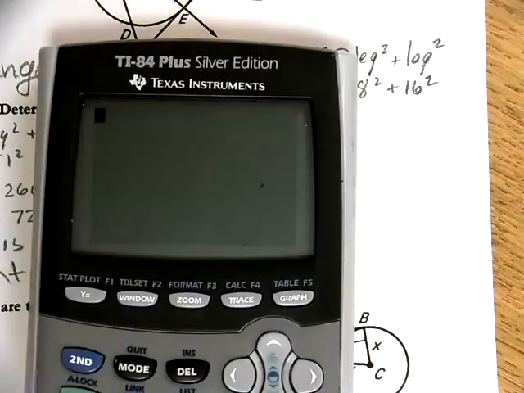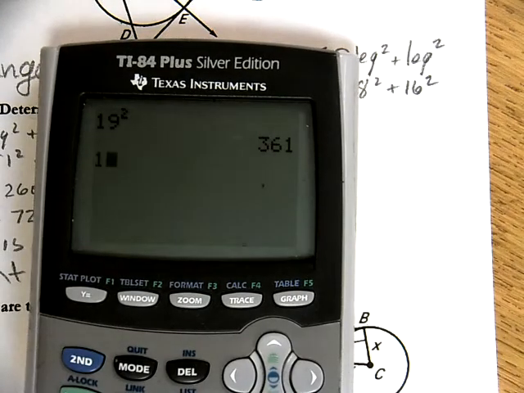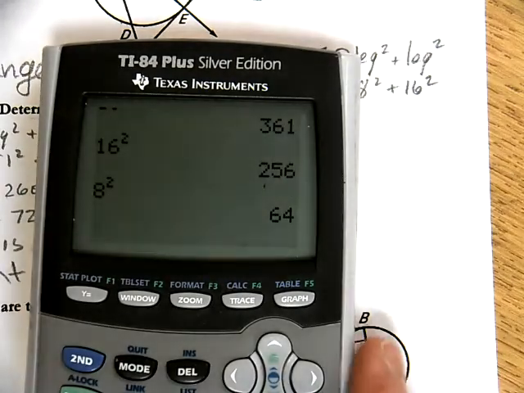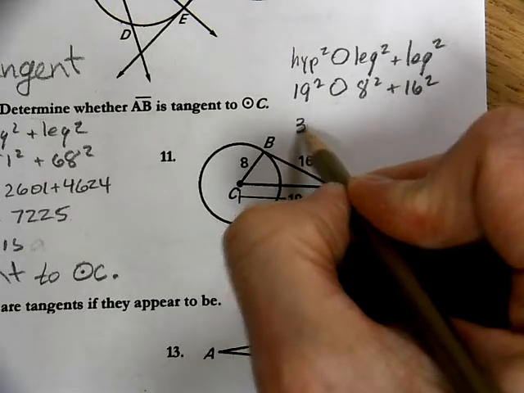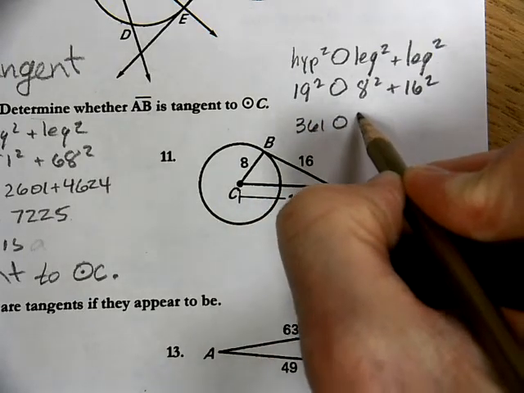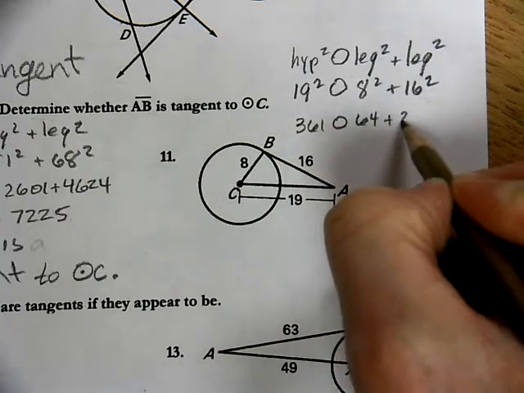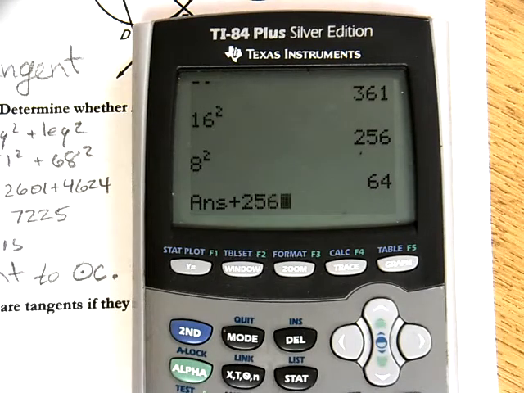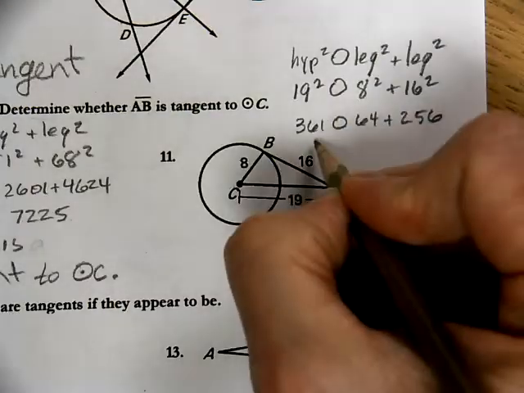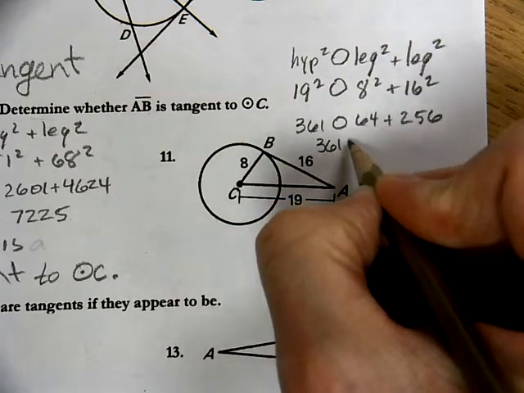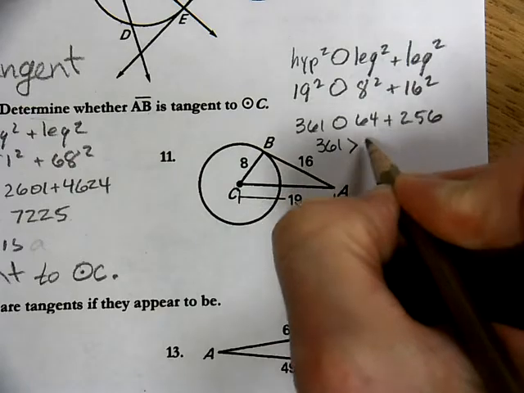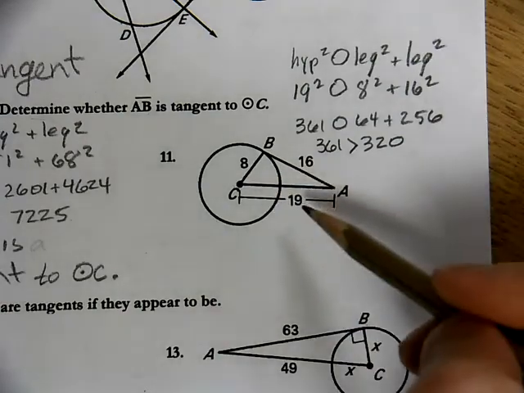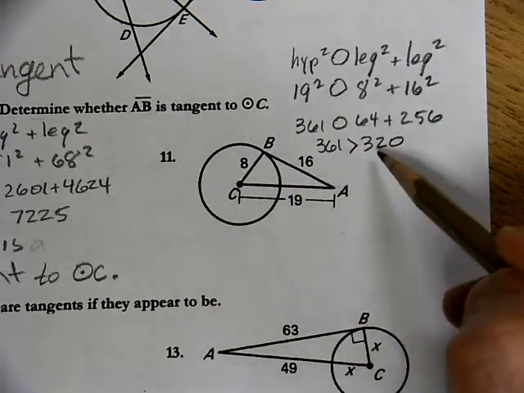Okay, we have 19 and we're going to square it, 16 and we're going to square it, and of course 8 and we're going to square it. So those are the numbers we're working with. We're going to compare that with 64 and 256. When we take the 64 and the 256, we're going to get 320. So that means that these are not equal. This one is larger, so this triangle is more obtuse than it is right.